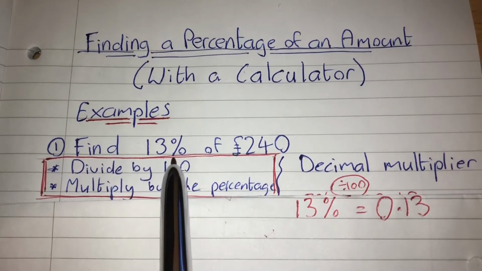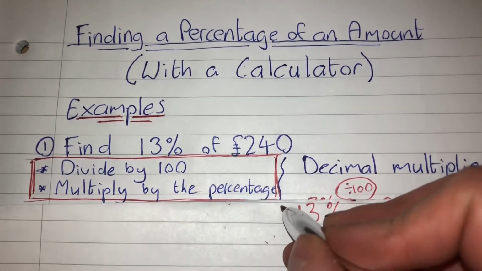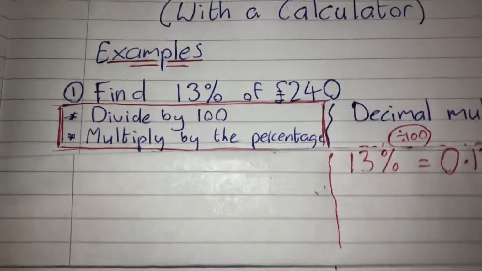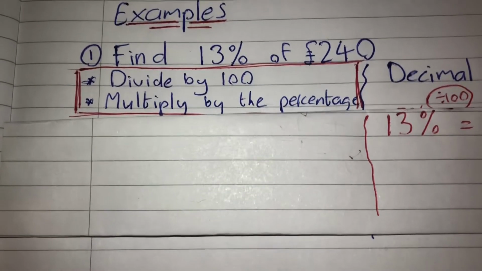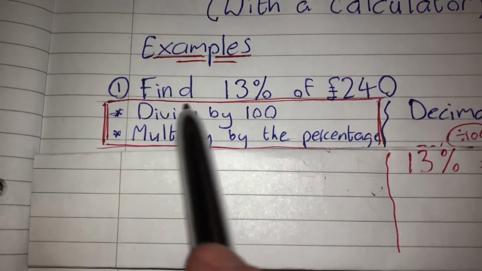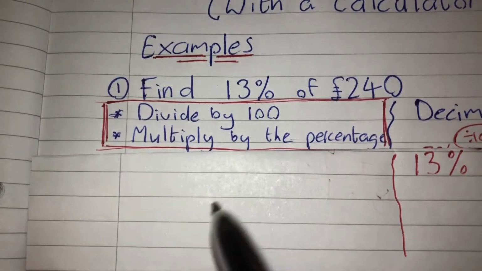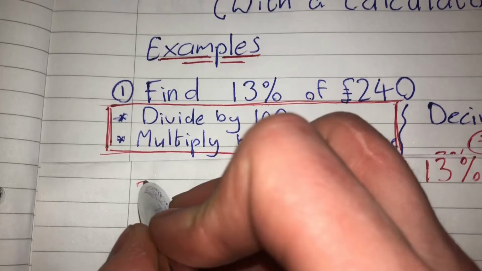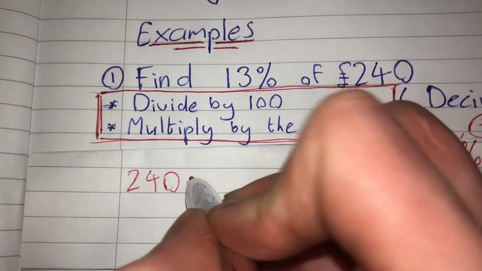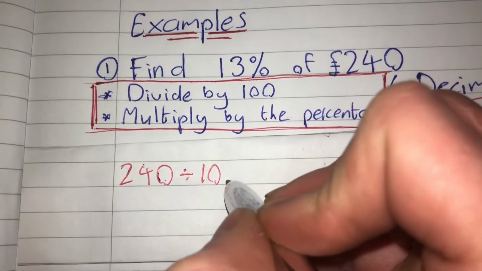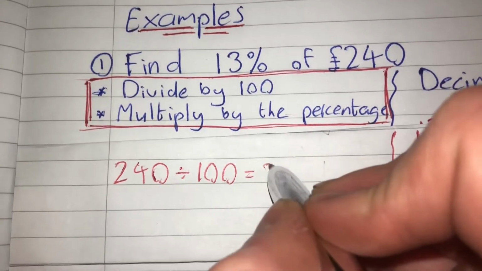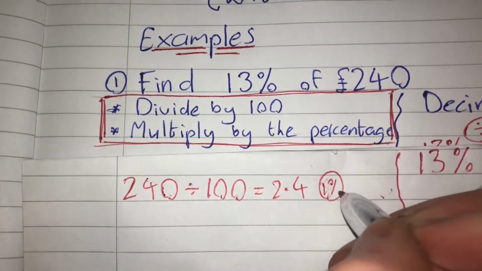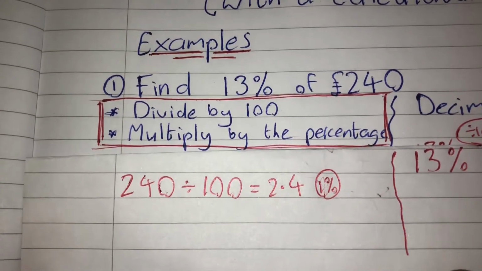We've been asked to find 13% of 240. I'm going to show you two methods, and again it's down to you, whatever way you prefer doing it. Stick with that method. The first one is, if we want to find 13% of 240, well, we know percentages are out of 100, so I divide by 100 to find 1%. So I take the amount 240, I divide that by 100, and that's going to give me 1%. Okay, so that is 2.4. So 2.4 is 1%.